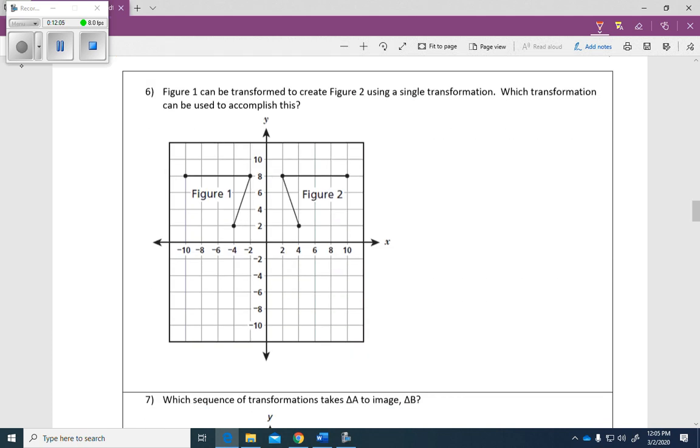Figure 1 can be transformed to create figure 2 using a single transformation. I see it. Reflect over the y-axis. Each point is the same distance from the y-axis, just on the other side.